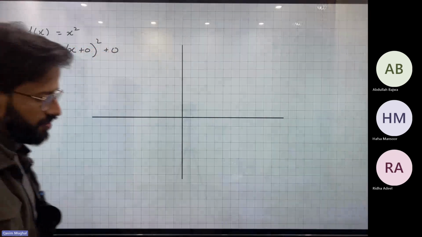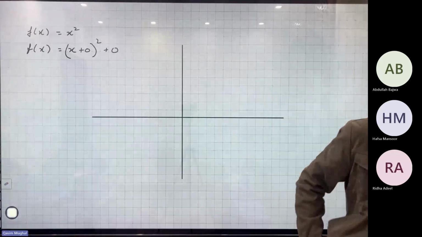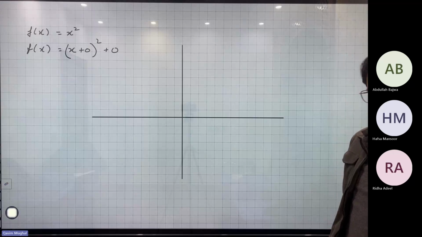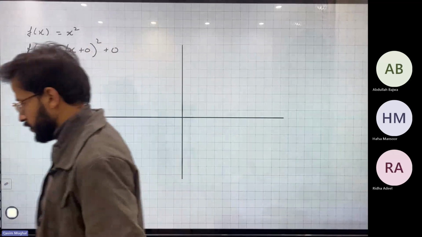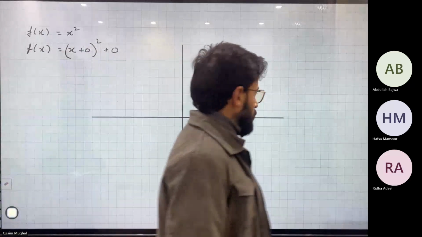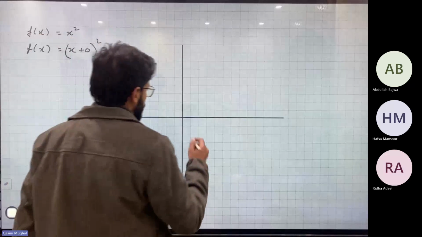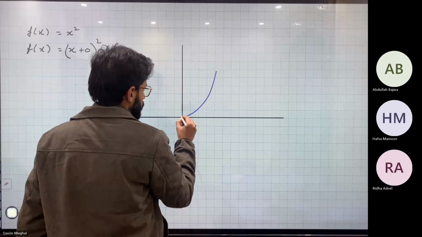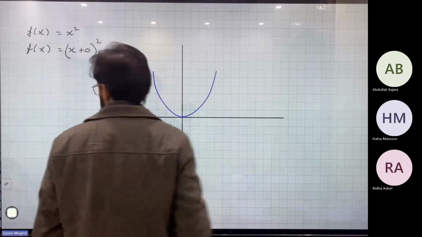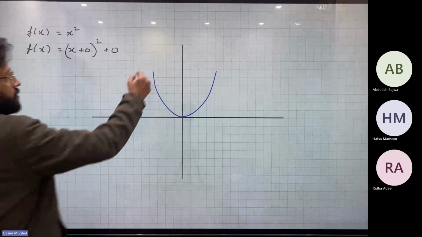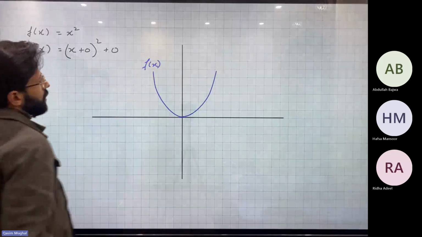So what are the coordinates of the vertex here? 0, 0. Is it going to be upper parabola or the lower parabola? Upper parabola, shabash. It is going to be upper parabola. Happy face. All right. So I suppose you all have drawn the graph of this basic quadratic function, and this is how it should look like. So this is f of x.